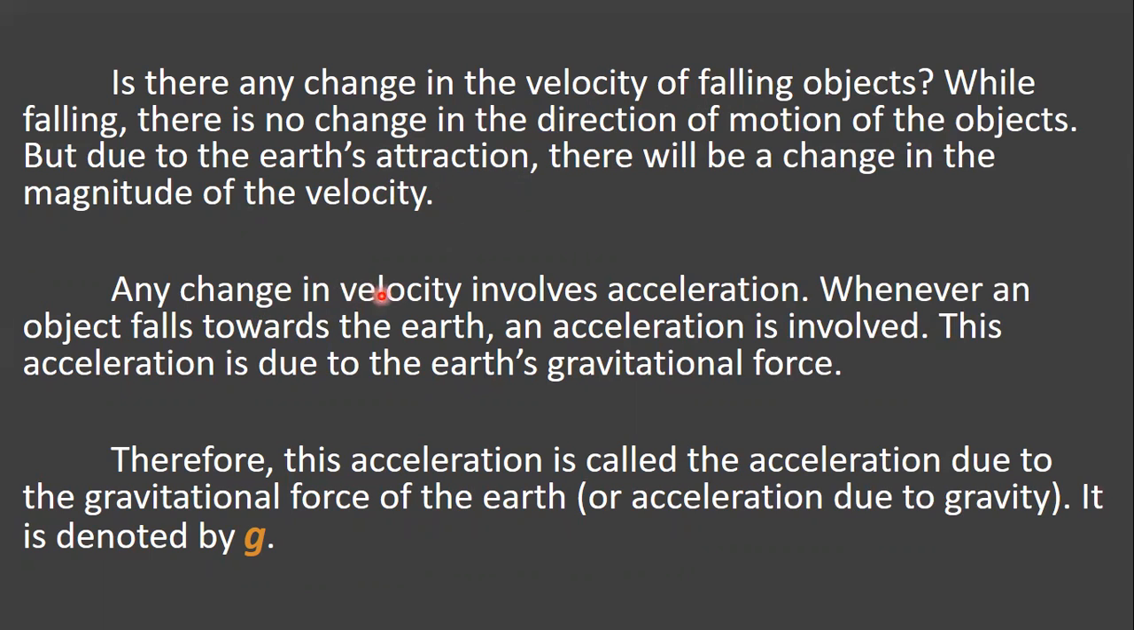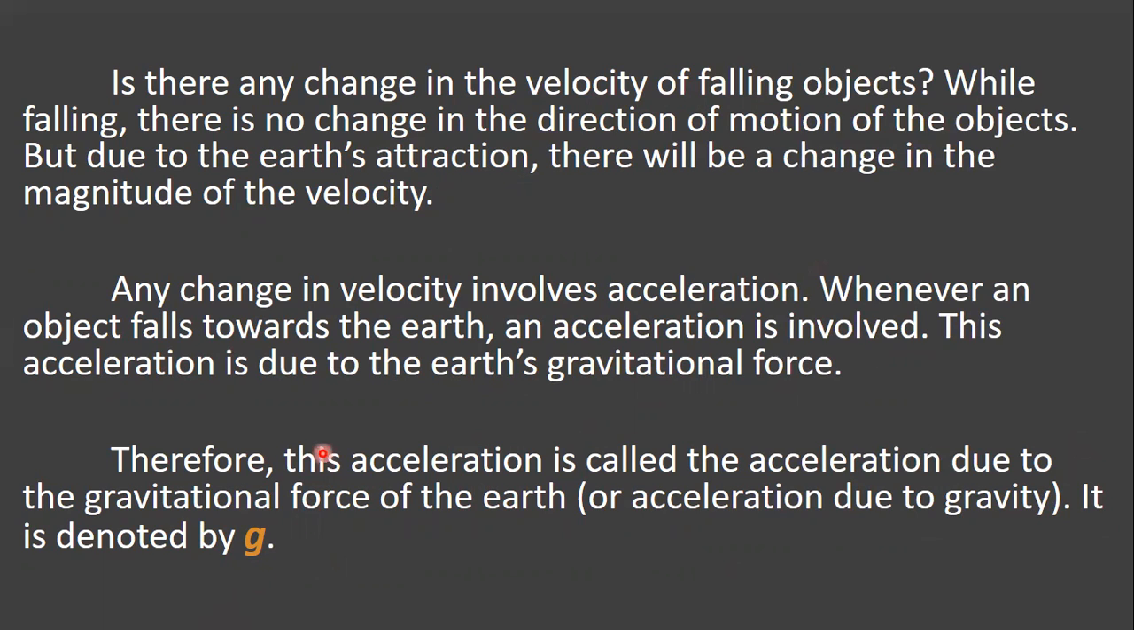Now, any change in velocity involves acceleration. Whenever an object falls towards the Earth, an acceleration is involved here. This acceleration is due to the Earth's gravitational force. Therefore, this acceleration is called the acceleration due to the gravitational force of the Earth, or it is also called acceleration due to gravity. It is denoted by small g.